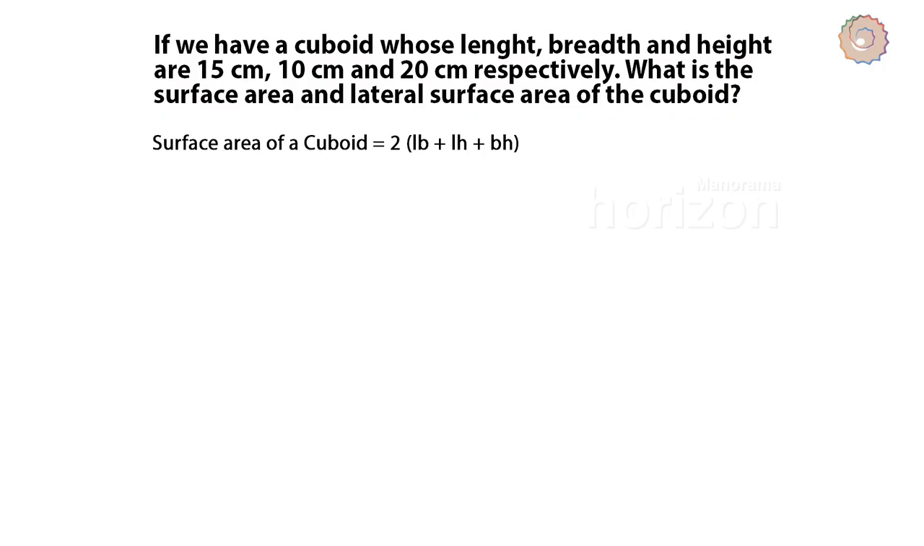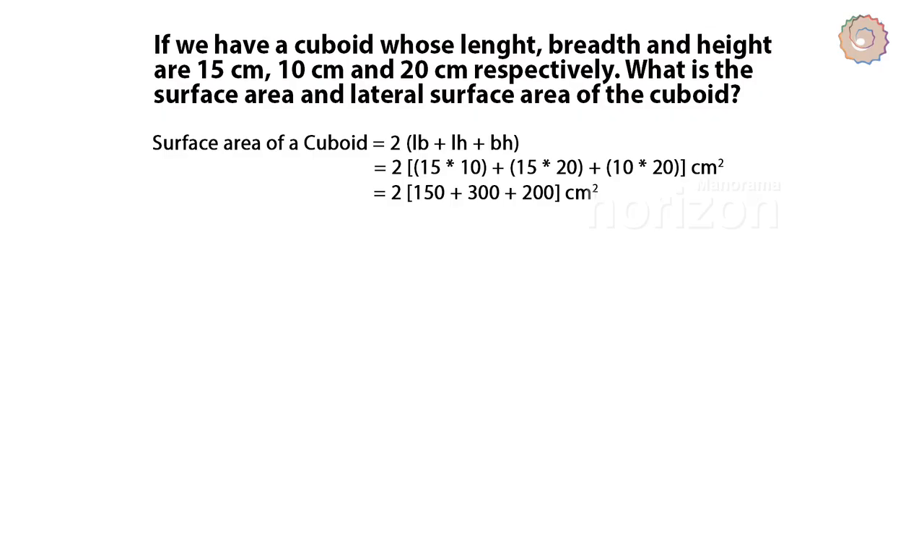We also know that the surface area of the cuboid is given by 2 of LB plus LH plus BH. Therefore, 2 multiplied by 15 cross 10 plus 15 cross 20 plus 10 cross 20 centimeter square. Multiplying and adding up, you get 2 multiplied by 150 plus 300 plus 200 centimeter square. Adding the same, you get 2 multiplied by 650 centimeter square. We get 1300 centimeter square.